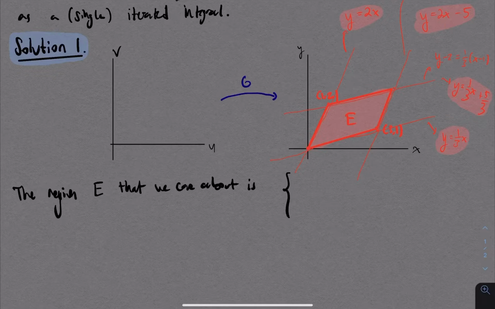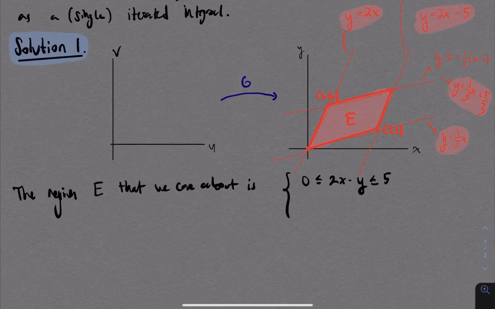So what do those 2 lines tell me? They tell me on the one hand, 2x minus y on one side is bounded by 0. That came from this equation. And then on the other side is bounded by 5. I get an inequality like that.